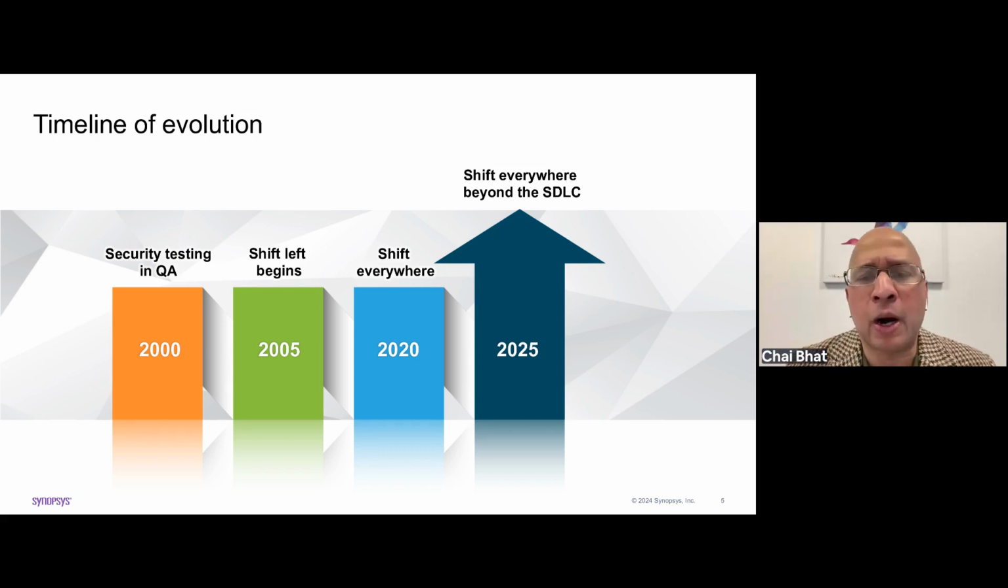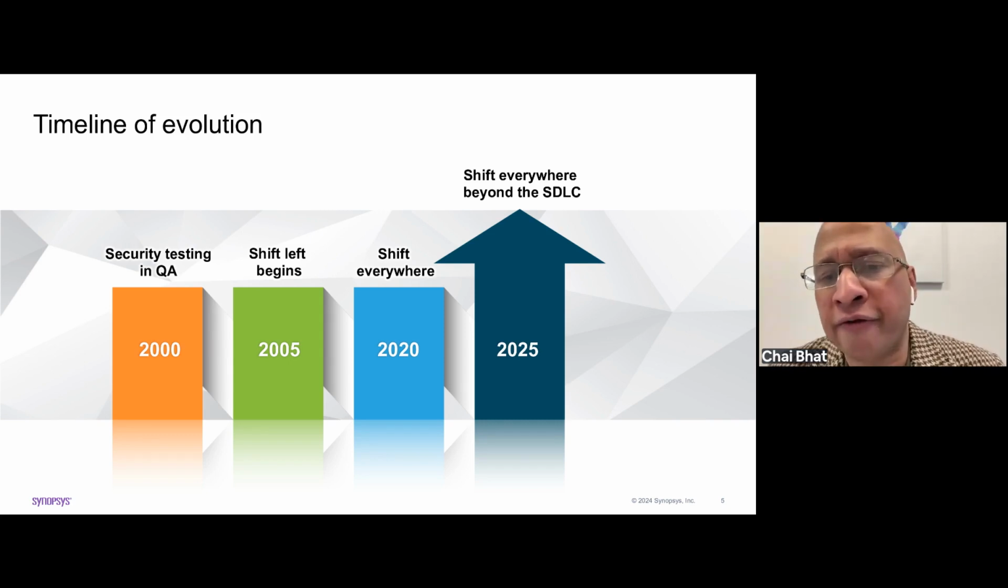Then around the year 2000 or so, people started realizing that security is important, and they started doing some form of security testing, but that was in the QA area, the testing area. You were still not doing anything in the SDLC. That was typically done after an app was constructed. You had a fully functional running application, and you would do the security testing in the QA area.